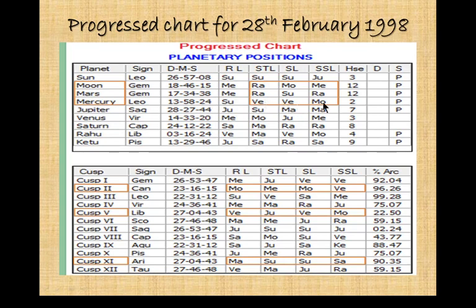Then Mercury in Venus, Moon. Venus will club, star and sub will get clubbed, and then sublord Moon. So Venus appears in 5th and Moon appears in 2 and 5. So the progression chart also supports the event.